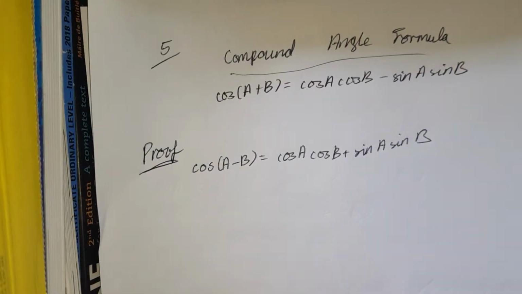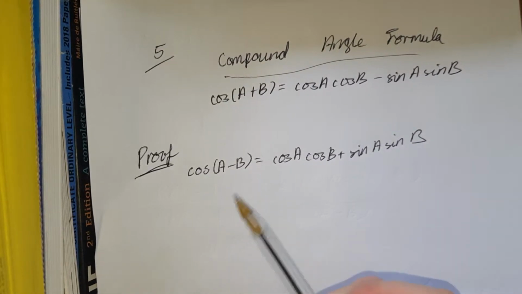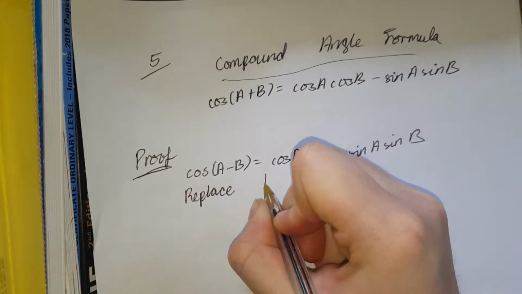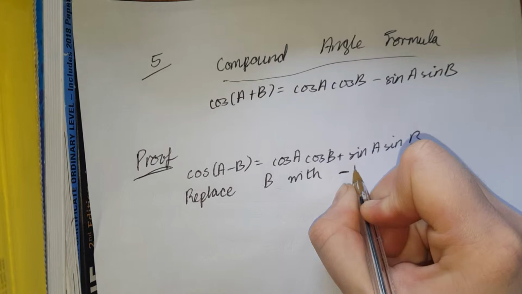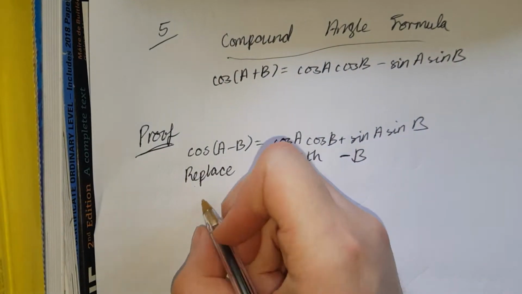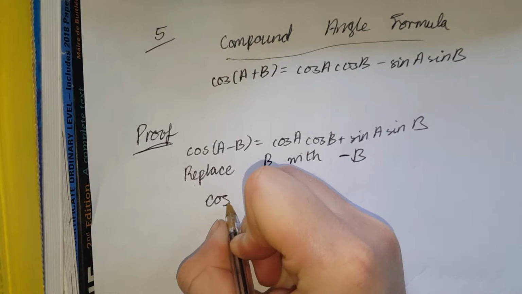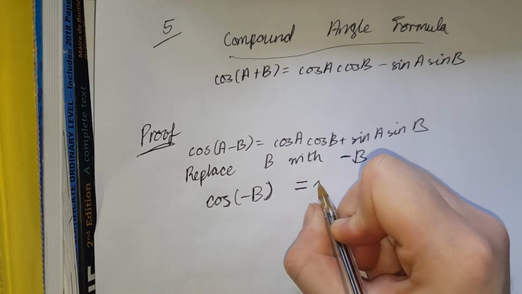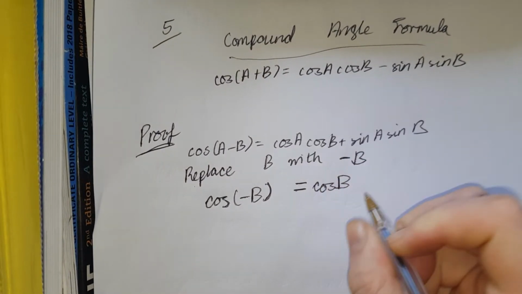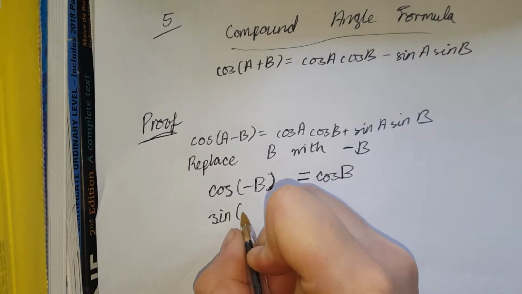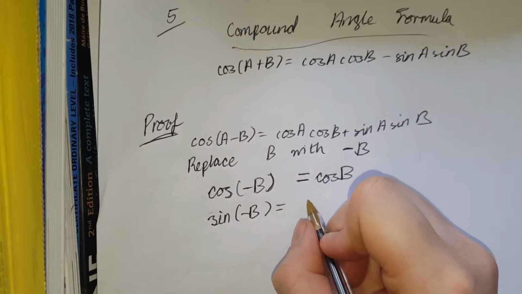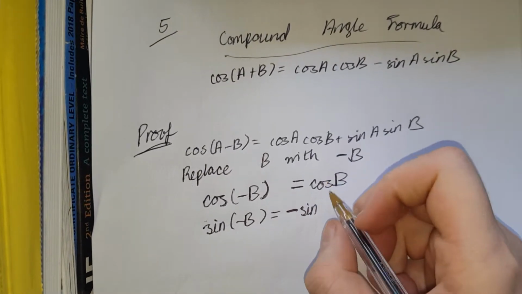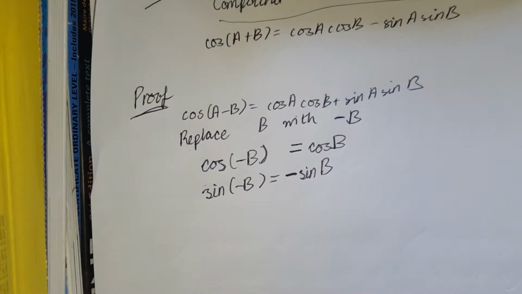Now using this, I'm going to be replacing angle B with minus B. So instead, I'm going to replace B with minus B. And we know that cos of minus B is equal to cos of B, but sin of minus B is equal to minus sin B. And that is to do with our unit circle.